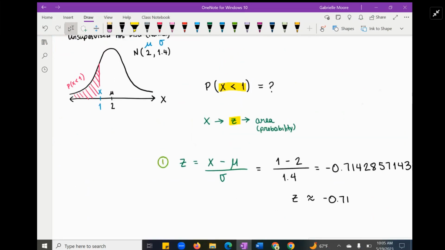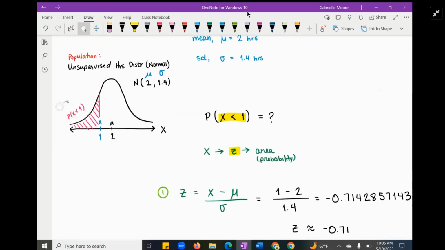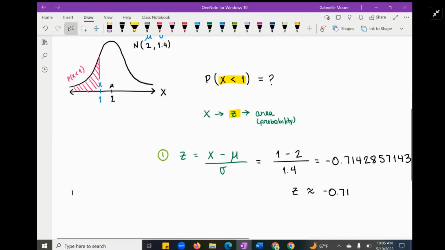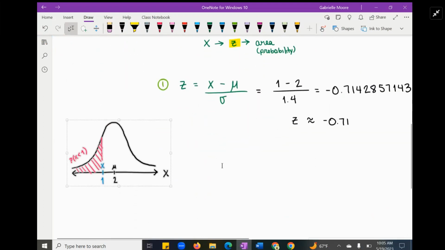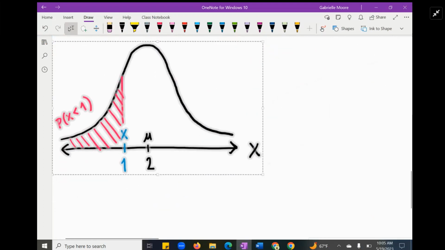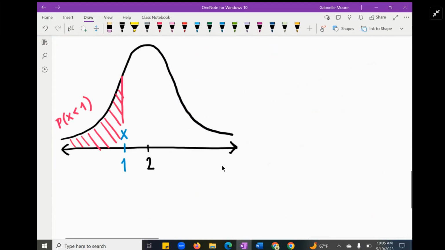All right, so I can illustrate this with the chart as well. And notice I am literally copying and pasting the same curve with the same area that we're looking for. All I'm doing is I'm switching out x for z.